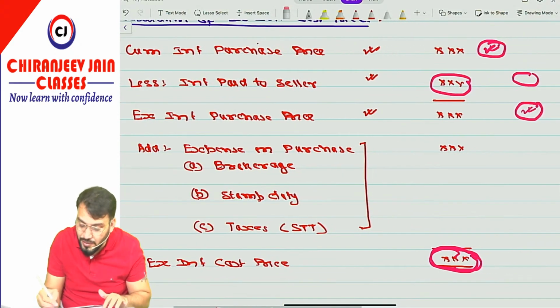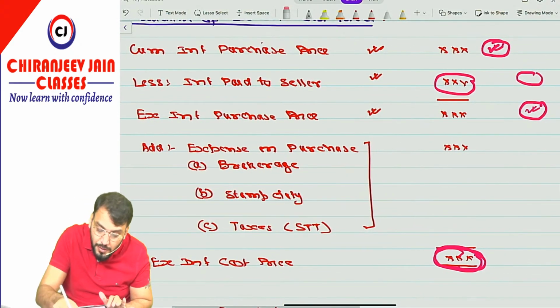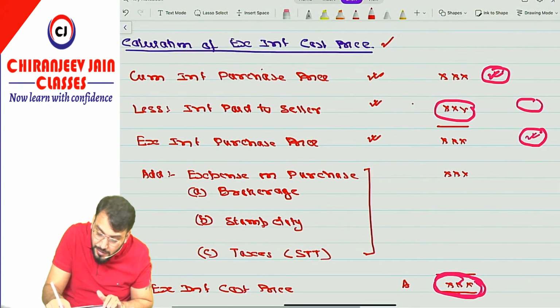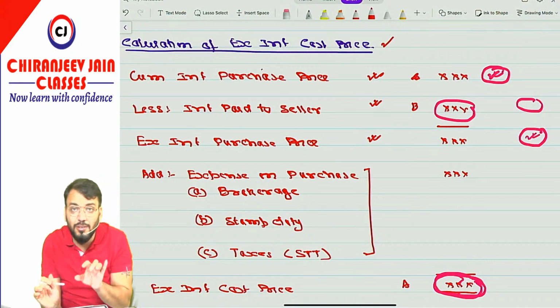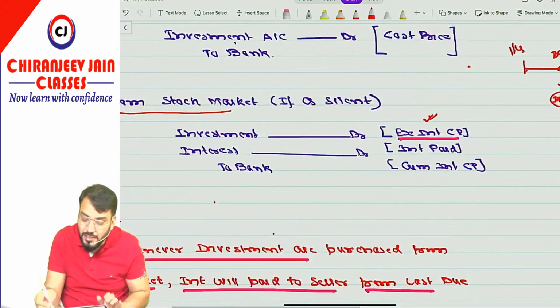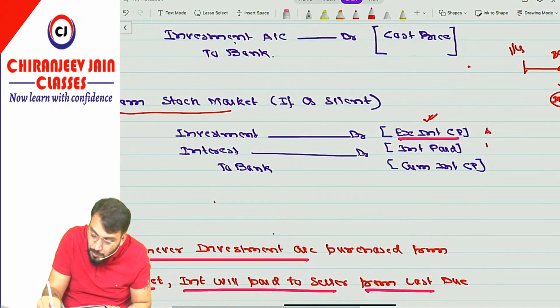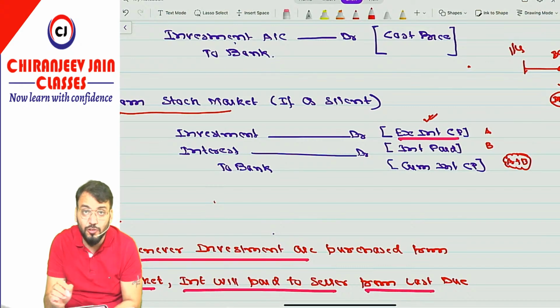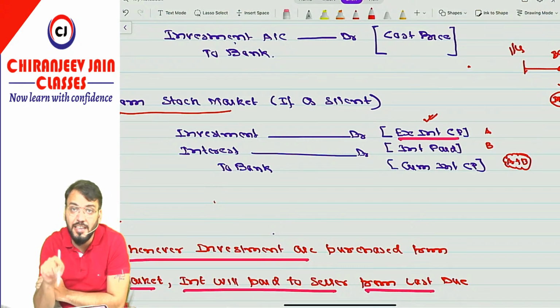So this is A, and this is B, and you need to find out A and B. So this journal entry will be done. This amount will be A, this amount will be B, and this will be A plus B. Understood what I am saying? Correct. So this journal entry, have you understood? So you need to find out what is the ex-interest cost price and the interest element.